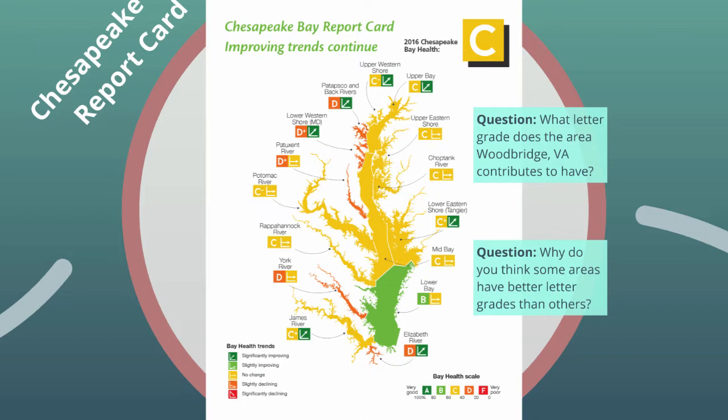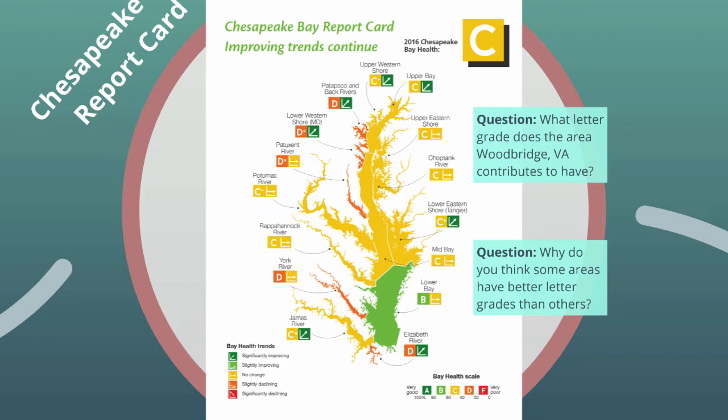We noticed that the water quality wasn't good and people started to do something about that. Now, while you're looking at this, I want you to look at what letter grade you think the area of Woodbridge, Virginia has. So remember what river flows into it. What letter grade did we assign that river? And then think about, why do you think some of those areas have better letter grades than others? So I see some B's, but I also see some D's. So why do you think there's a difference in these areas? Think about what you find along the rivers in those areas, if it's populated or not. And then take a moment, pause the video, and think about this question.